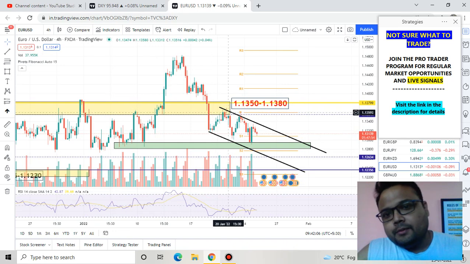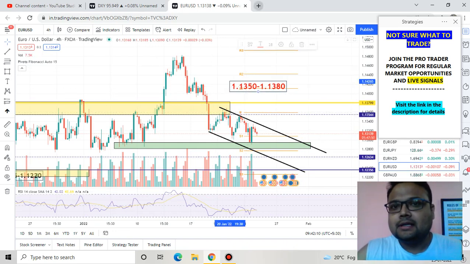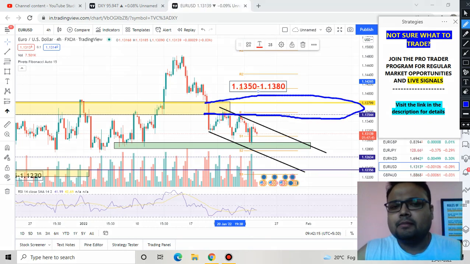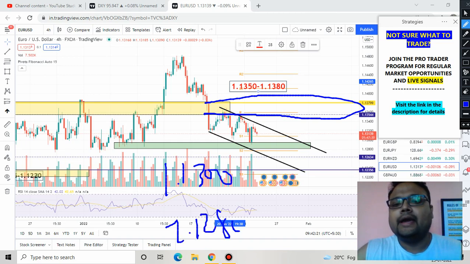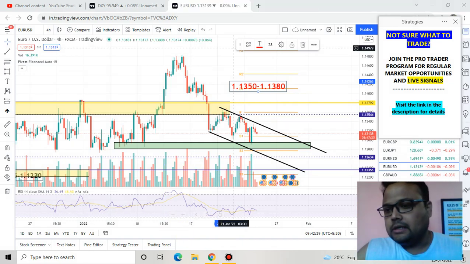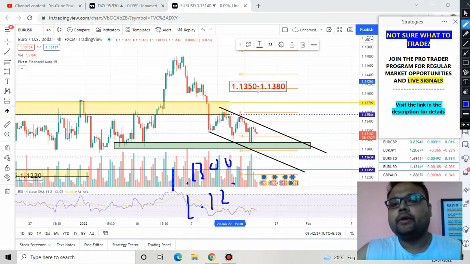So 1.1350, 1.1380 is still a valid resistance for the market, and on the downside we have 1.1300, 1.1280 as the support for the market right now.